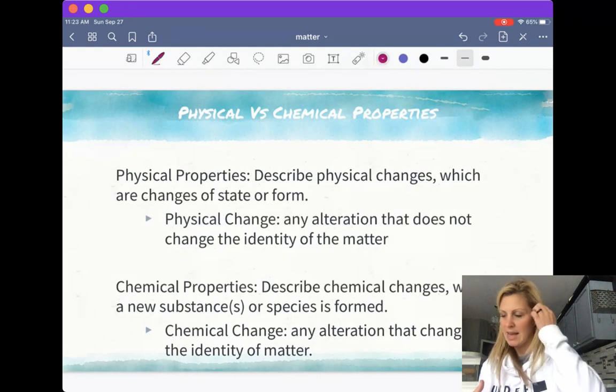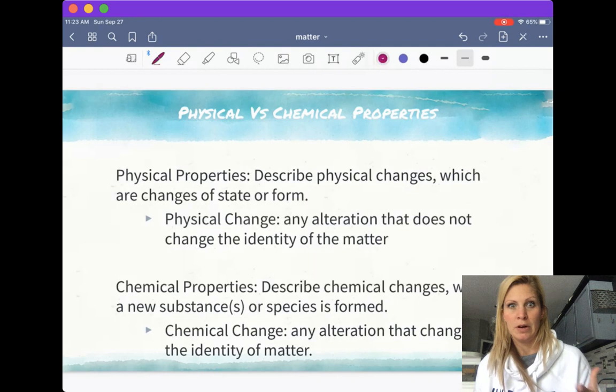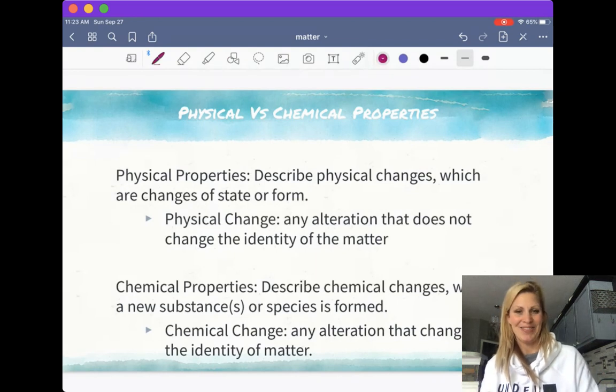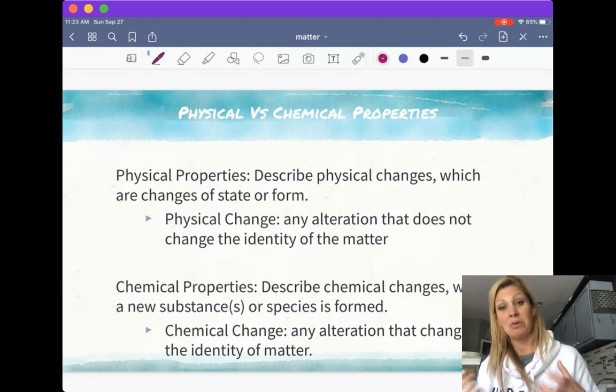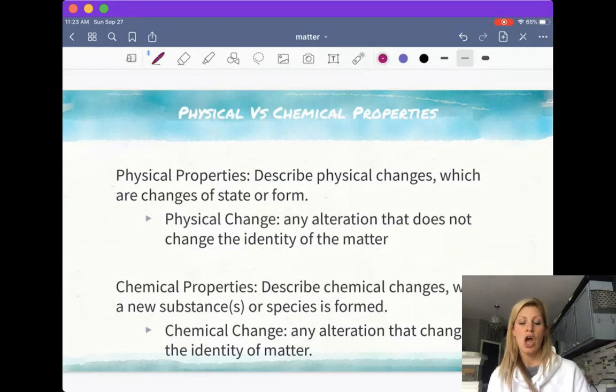So I can take a copper sheet, and I can cut it, right? But the sheet that I cut is still copper. So that would be a physical change. So I changed the way it looks, but I'm not changing the actual substance. It's still the same substance. So for instance, if I crack open an egg, it's still an egg, right? It's still an egg. So that would be a physical change.